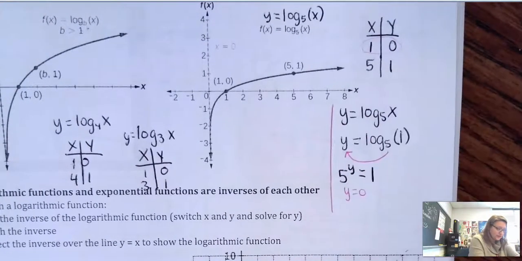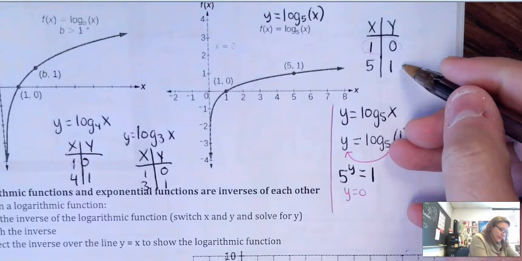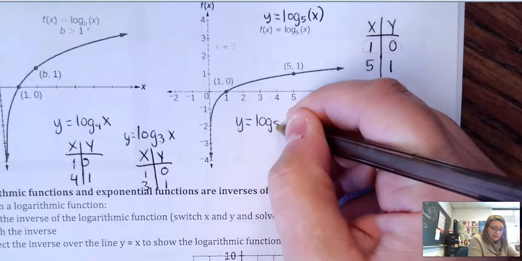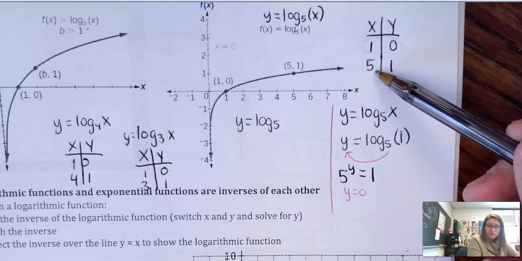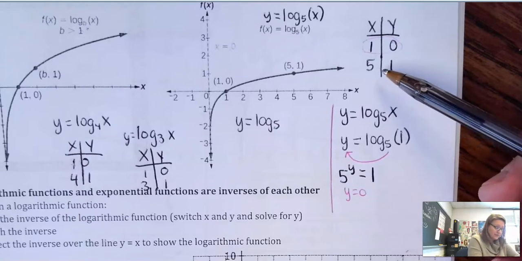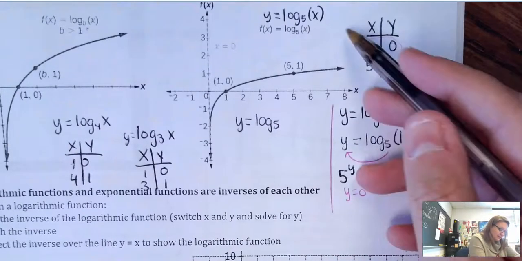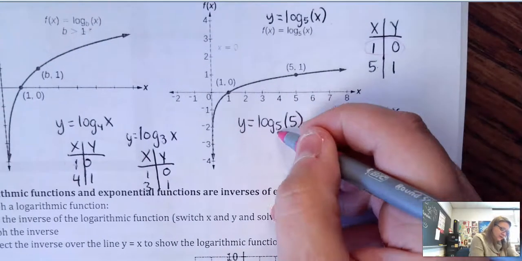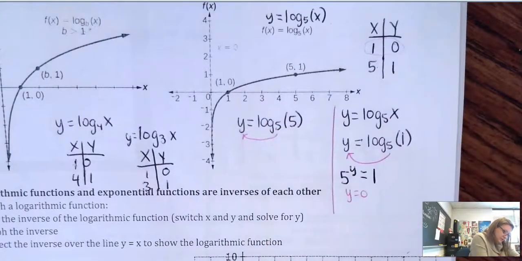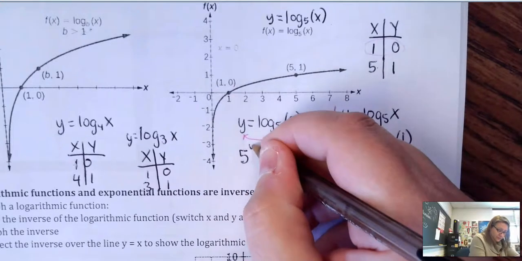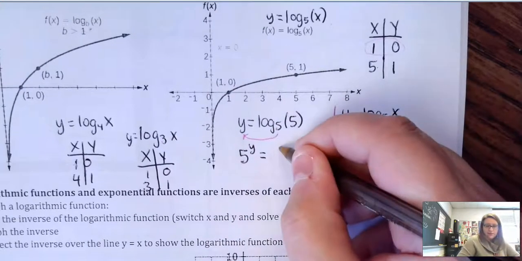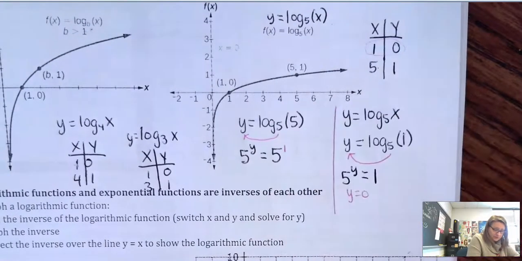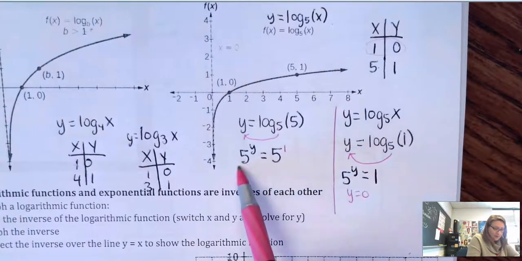Okay, now let me prove the other point to you. We would have y equals the log base 5, and now I'm plugging in what the subscript is for x. My base is 5, so I'm going to plug in 5 for x. Same argument: I'm going to swoosh this over, get rid of the log by switching from log form to exponential form, and I get 5 to the y equals 5. Well, since those bases are exactly the same, my exponents have to match.